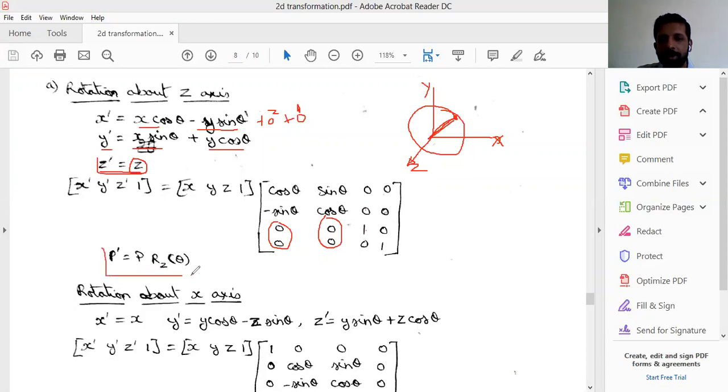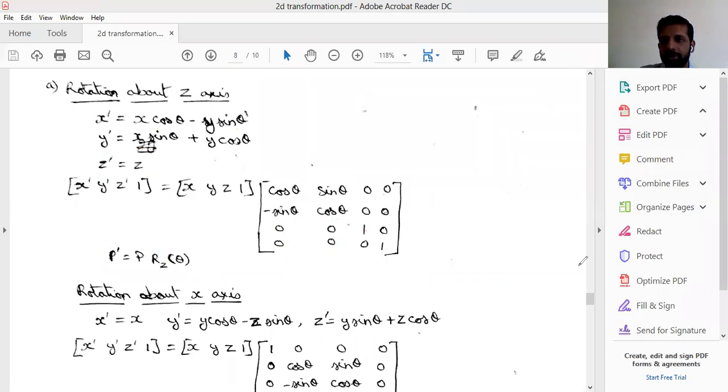So this we can represent as P dash is equal to P into the rotation about the Z axis for a given angle theta, because that is the angle we are rotating about. We can rotate it by 45 degrees, 50, 70, 80, 90, or even 360 degrees, right? So that theta is what is to be calculated.